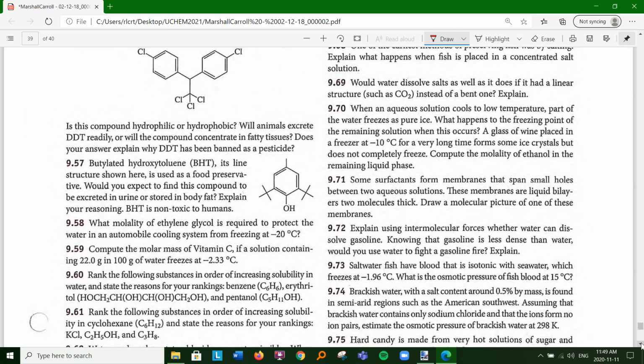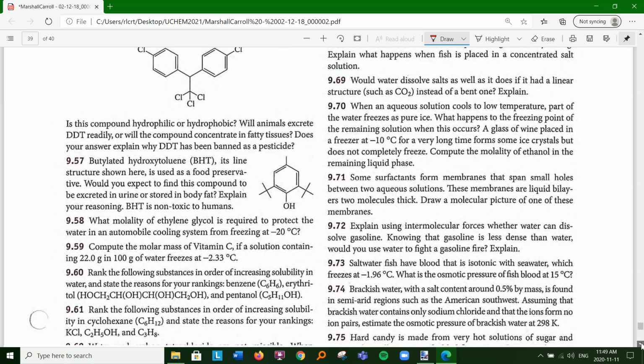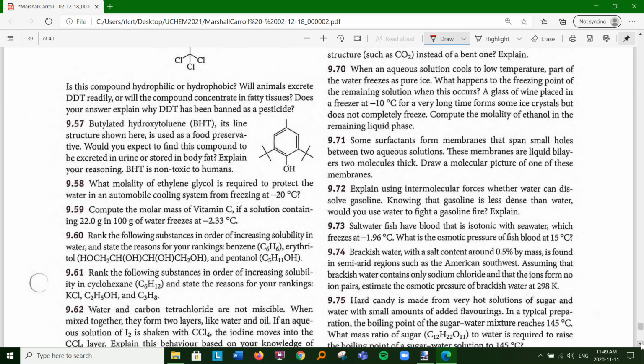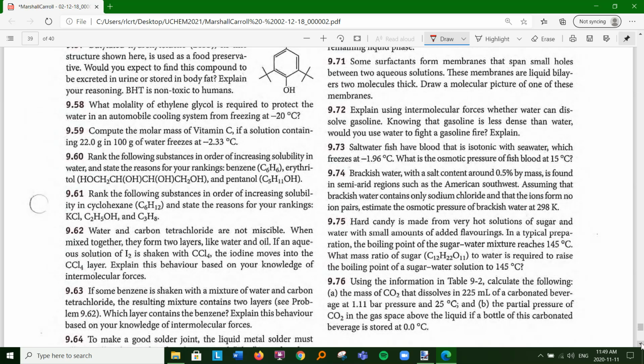Not all of it. Yeah, this one here. Here's a good one. This one I like to do a lot. 9.59. Compute the molar mass of vitamin C. Huh, they don't give the answer to that one. Okay, we'll Google it after.